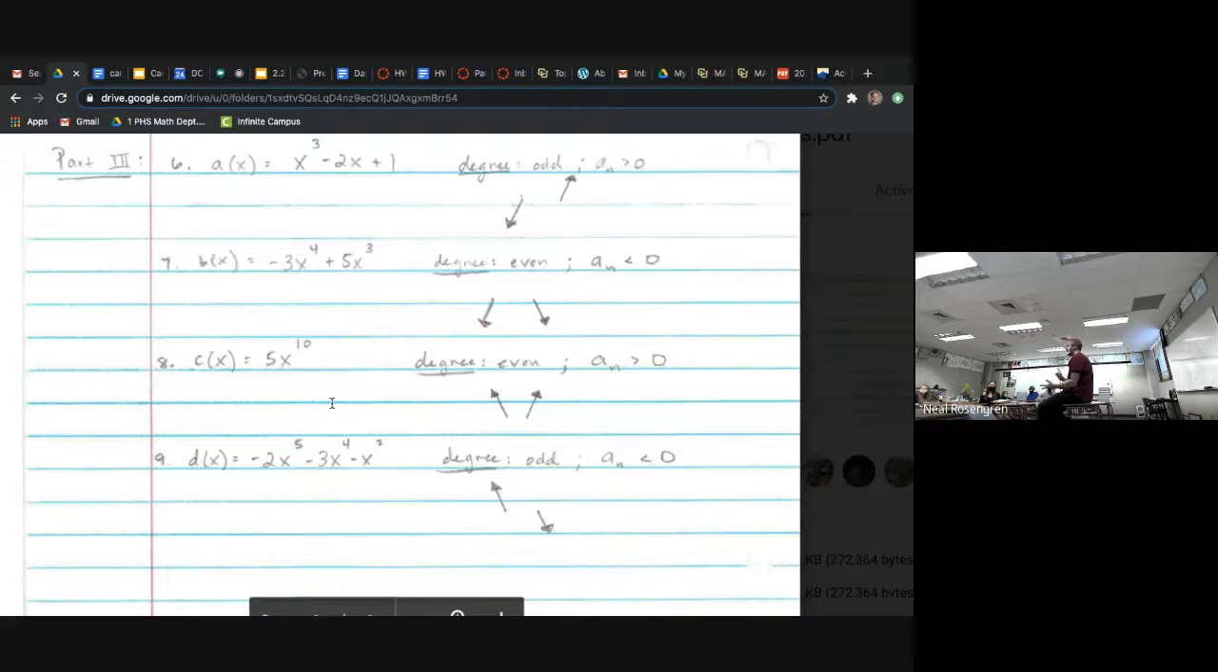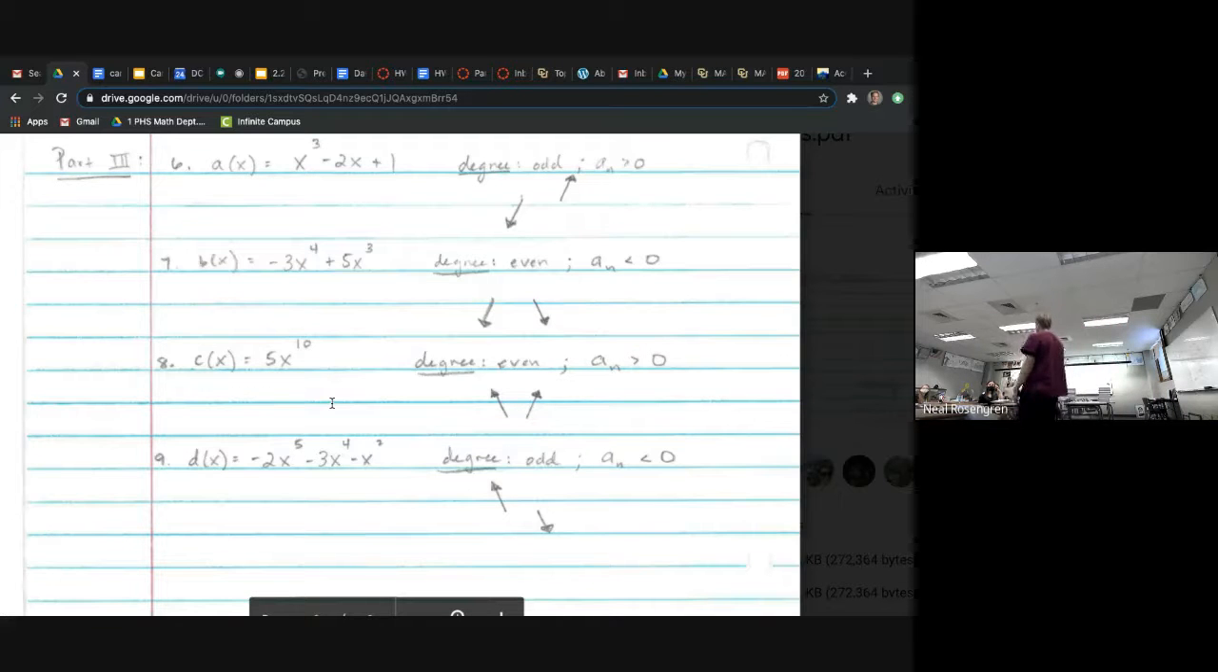What's the degree and what's the sign of the leading coefficient, which of course I just called a sub n. So my degree was odd for this one because the biggest power is 3. And the leading coefficient is 1, so it's positive. And so remember, the leading coefficient is what tells you what the right arrow is doing. If the leading coefficient is positive, your right arrow goes up in the positive direction. If the leading coefficient is negative, then your right arrow goes down.